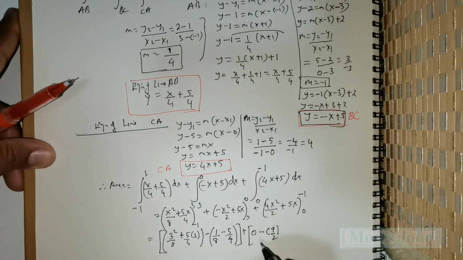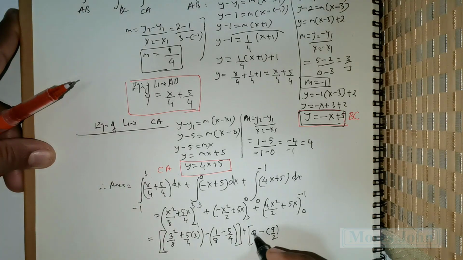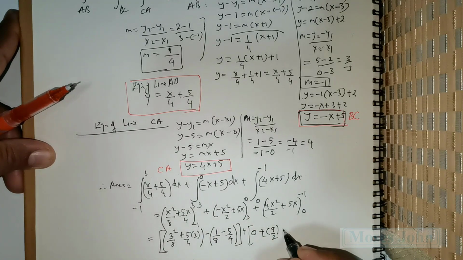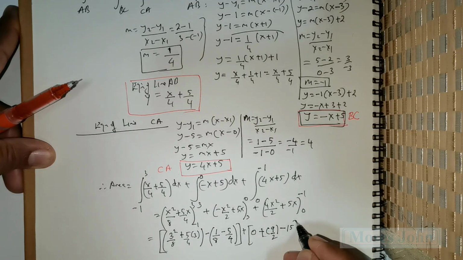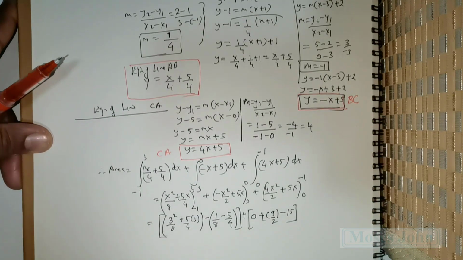Okay, so there is actually a negative sign which is already going in. Upper limit minus the lower limit. So this will become positive and this will become negative. So it's going to be negative 15. This is for the second quantity.